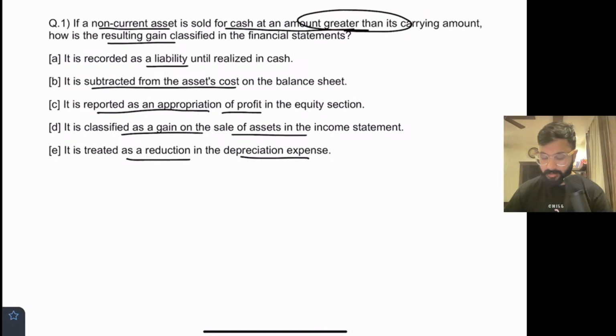Shri Krishna Ranjan says D, Nachiketa says D, Namita says D, Nilesh says D. A lot of people are saying D. Yes, the answer is D. जब भी आप कोई non-current asset बेचते हो, when you sell a non-current asset, और जो भी उसकी book value थी उससे ज़्यादा में बेच पाते हो, तो it is a profit for the company, और profit कहाँ जाता है? Income statement में. So yes, a gain on sale of the assets in the income statement. The answer is option number D.